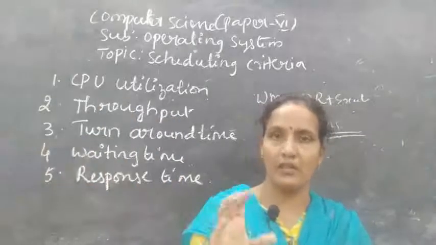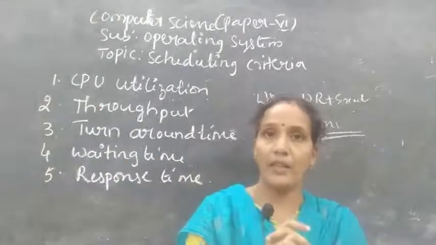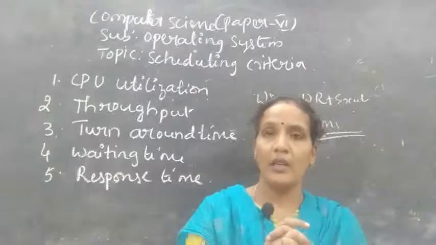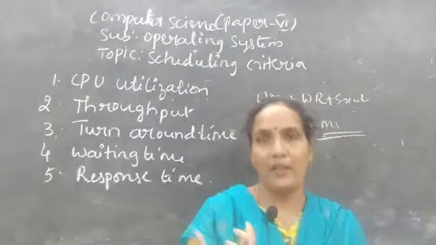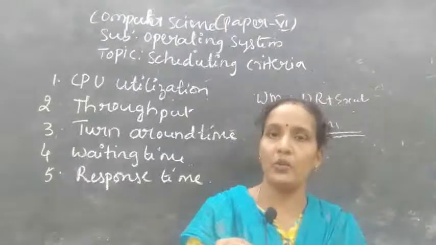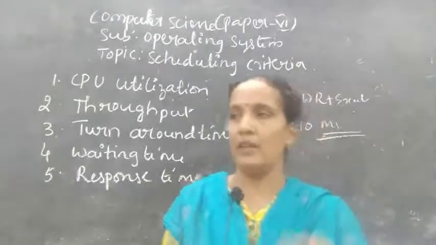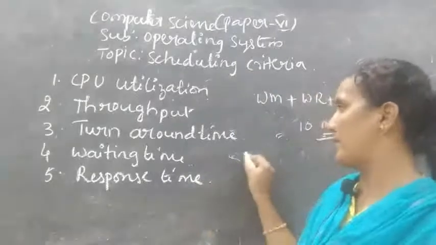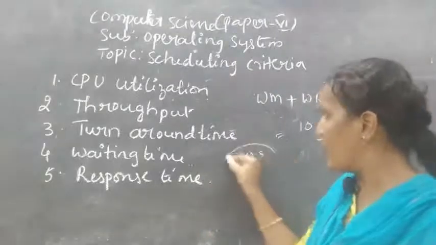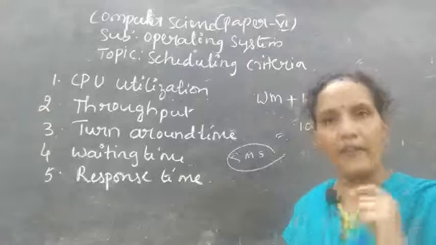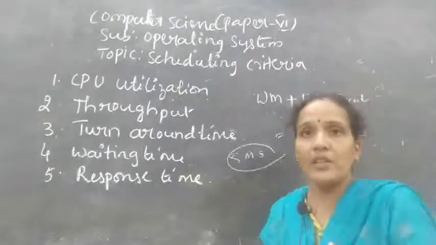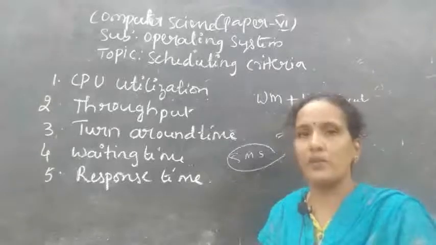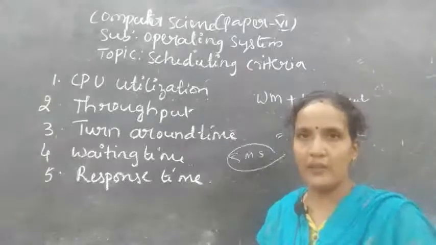Turnaround time I have already explained. But here, waiting time will affect the performance of the algorithm. For example, if a CPU takes an execution time of 5 milliseconds, or even more, it will not affect the performance of the algorithm. Even if the execution time is more, it will not affect the algorithm.